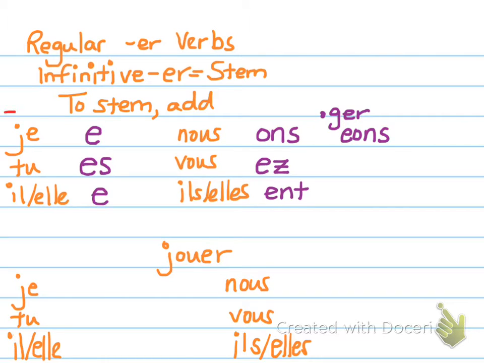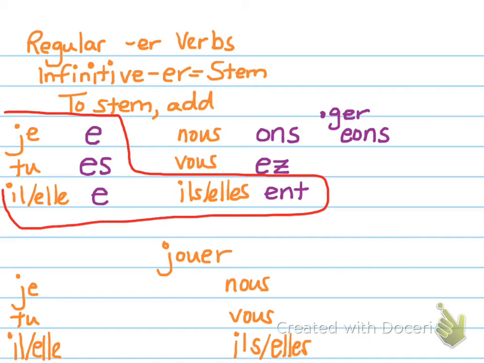When you pronounce these, remember the ones in the boot, when you conjugate them, they sound the same. So we're going to take a look at the verb jouer, which means to play. Again, our stem here is JOU, because that's the part of this infinitive without the ER on it.